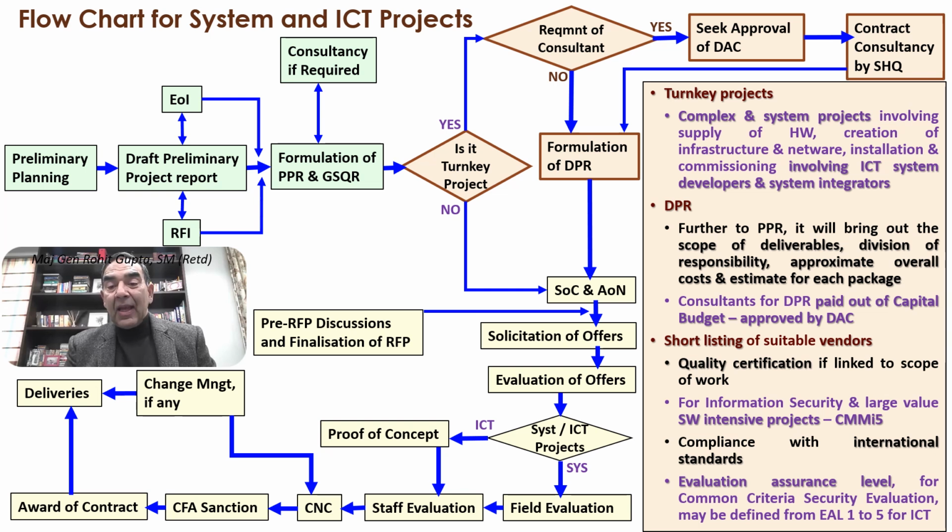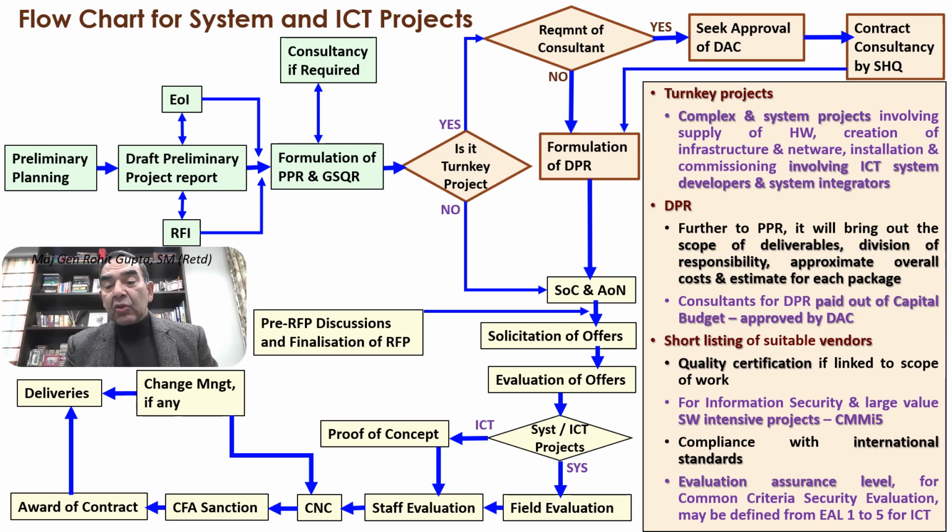The detailed project report is further to the preliminary project report, and it brings out the scope of the deliverables, division of responsibility between all stakeholders, approximate overall cost, and estimate for each package in the complete cycle. The consultants for the DPR are paid out of the capital budget. The earlier consultancy in the preliminary project report was paid from the revenue budget. However, in this case, it is paid out of the capital budget, and as I said, it is approved by the Defense Acquisition Council.